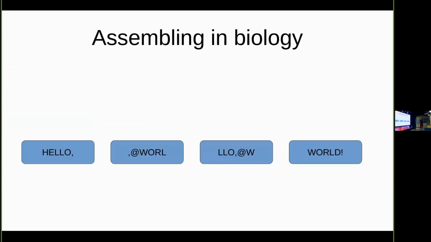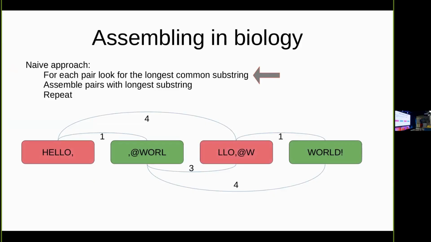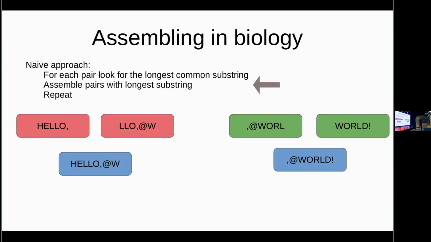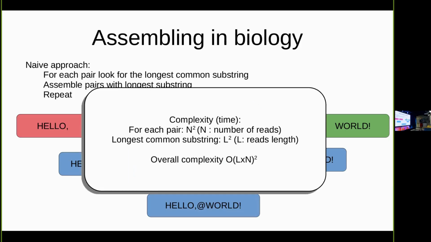So let's have a look at the naive way of doing it. I give you here a data set, a few sequences of characters, and a naive approach to assemble that would be to look for the longest common substring in each pair, then assemble those pairs, and then repeat the process. So quickly here, you have the common substring, the size of the common substring, then you assemble the green and the red pair, and you repeat the process. At the end of the day, you have your sentence.